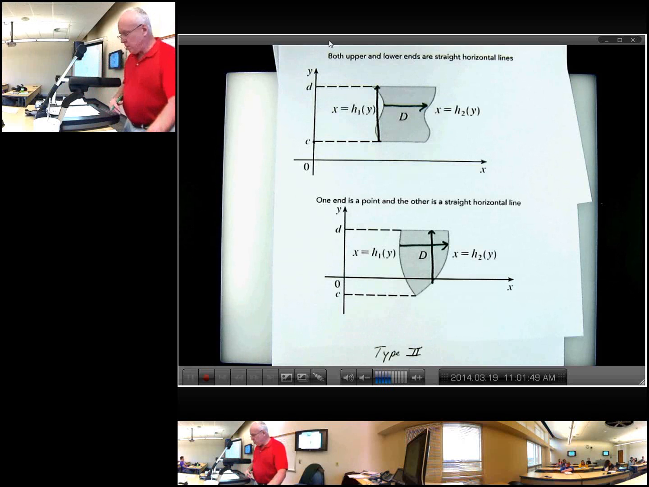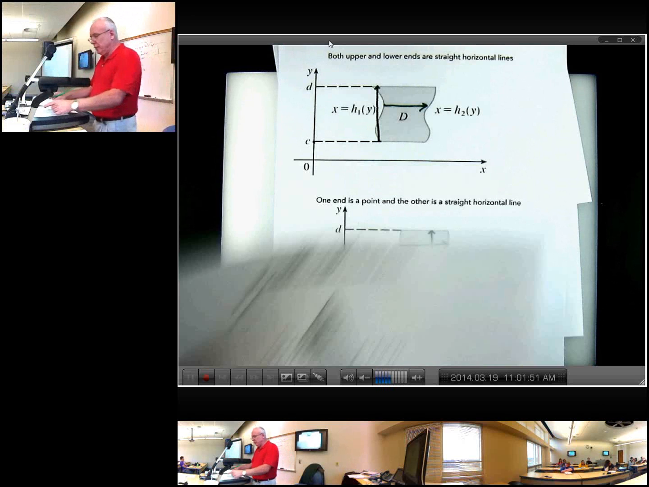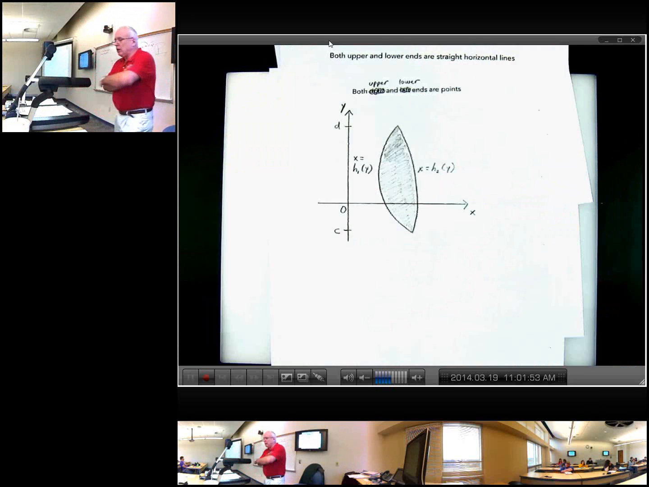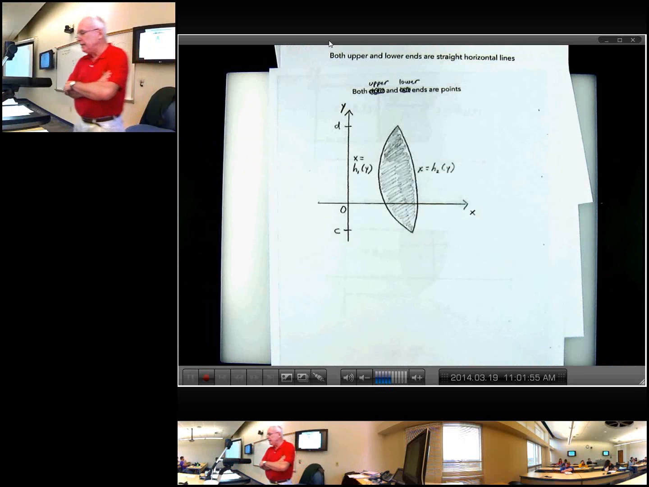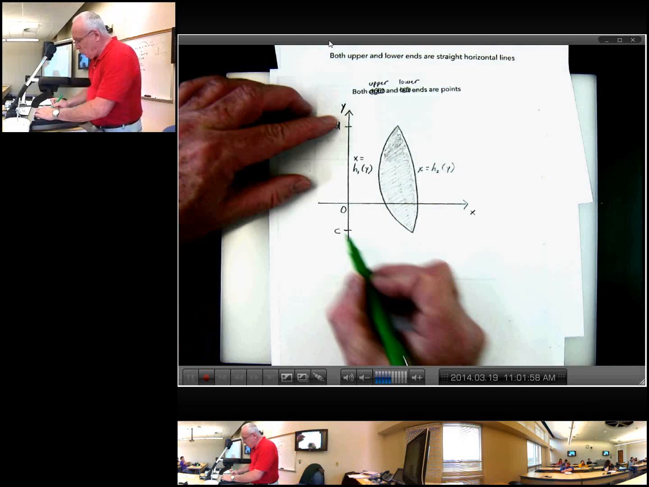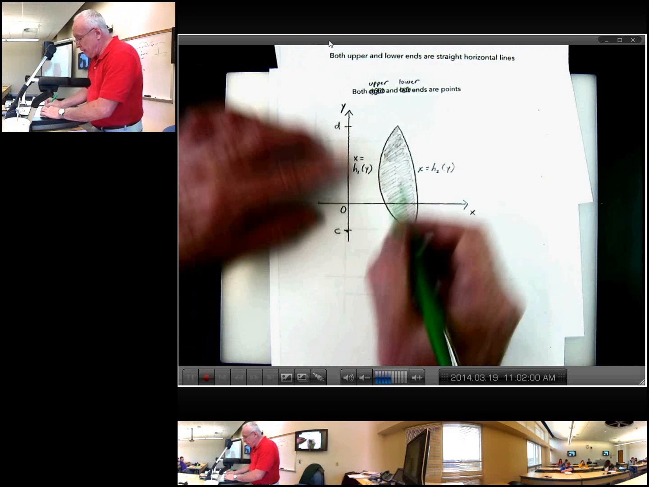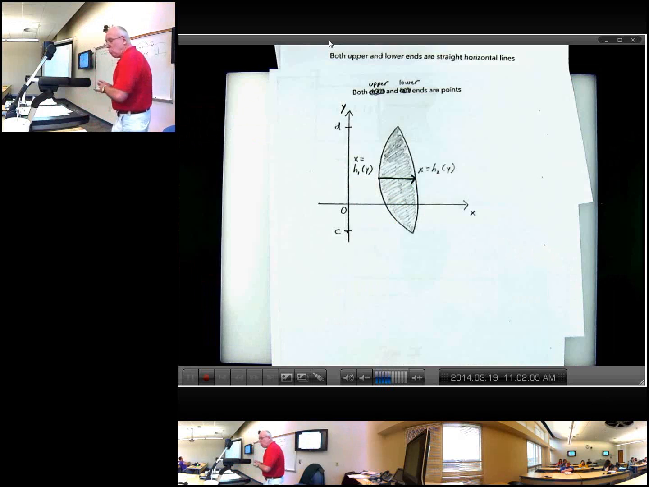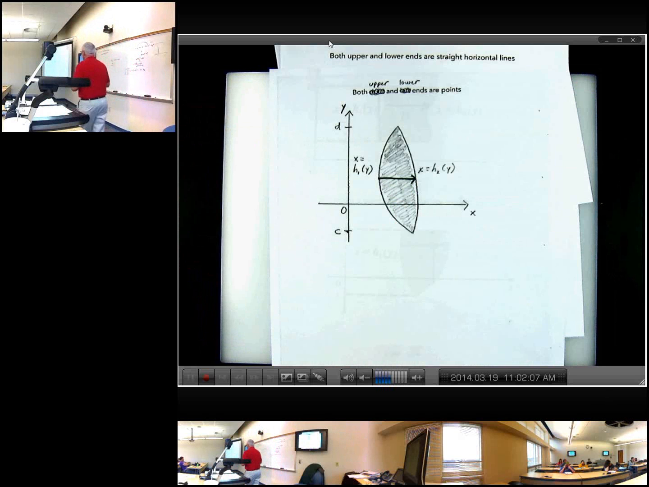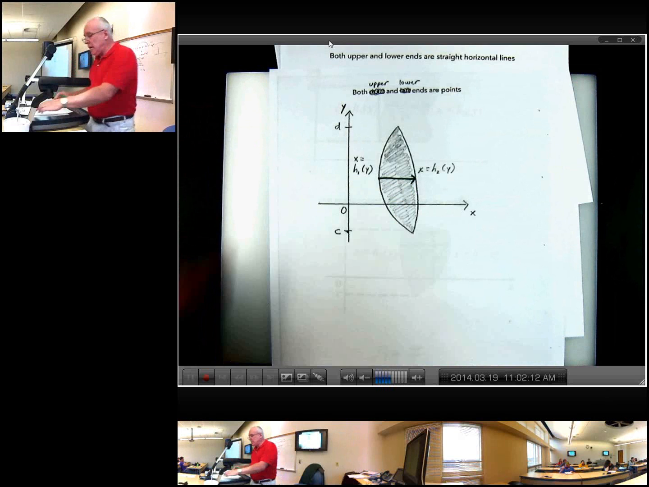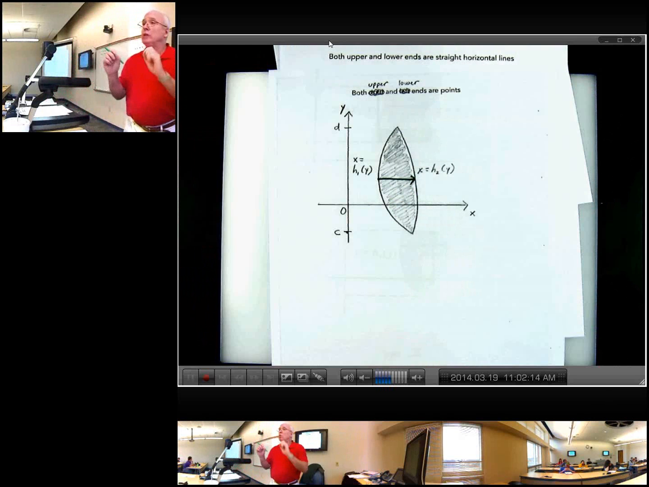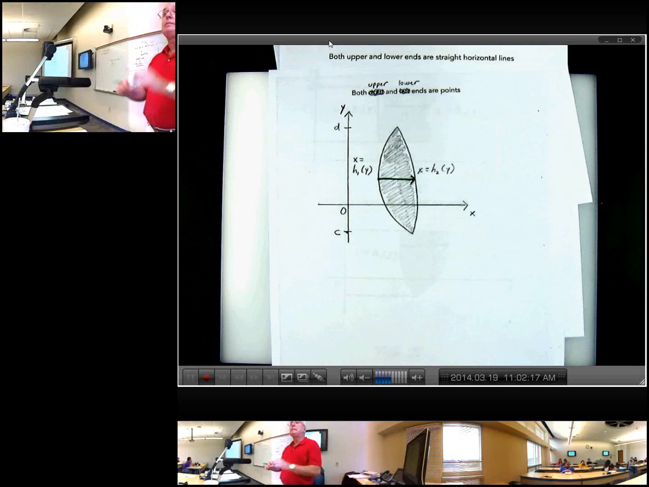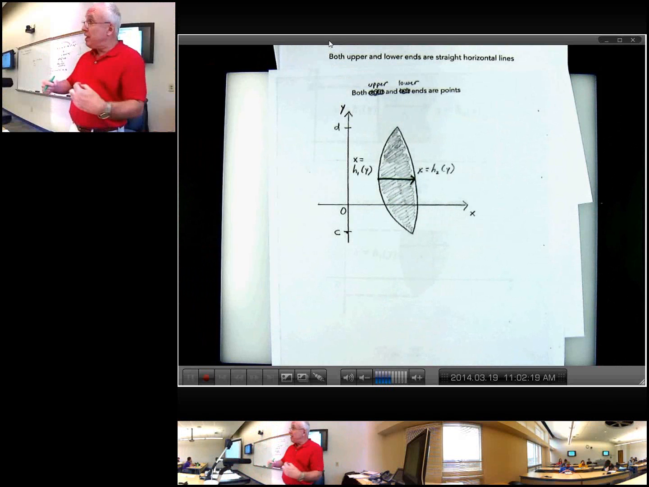And I think I have one more example here of a type 2 region. Here on the top and the bottom, it ends in a point. Again, y goes from C to D. My x value goes from my lower function of y to my larger function of y. Okay. Now with a type 2 region, I'm going to want to integrate first with respect to x, and then integrate with respect to y.